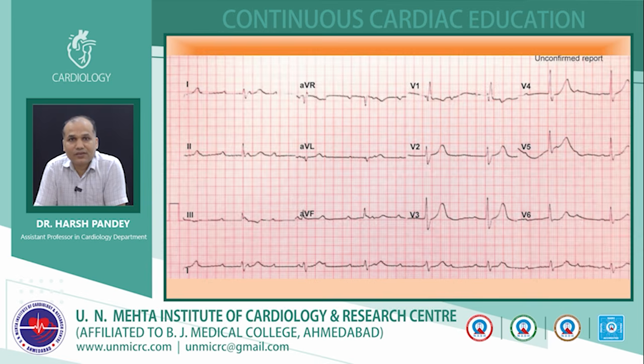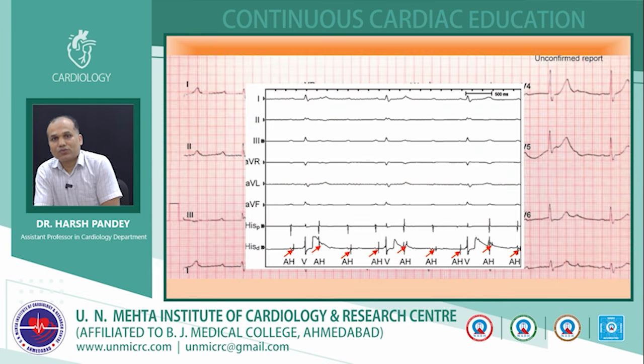So this is one case having complete heart block with a right bundle branch block escape. And here the EP study showed that the patient has infra-AV nodal level of AV block. A to H came and V did not come. So the patient has infra-AV nodal level of AV block, even though the QRS was narrow.